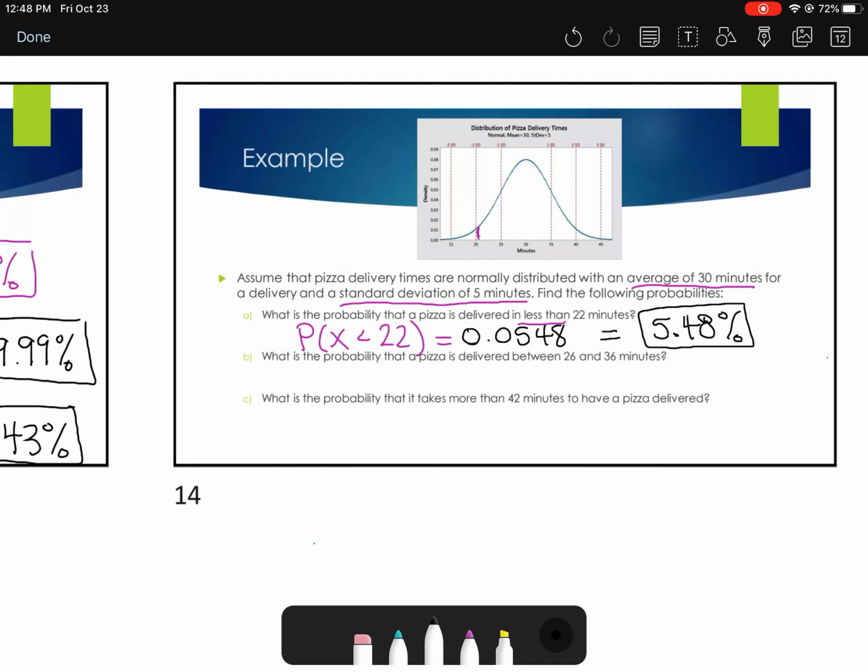Okay. So let's go to part B. What is the probability that a pizza is delivered between 26 and 36 minutes? Now remember with this one, I have to find the probabilities of both 36 and 26, and then I need to subtract them.